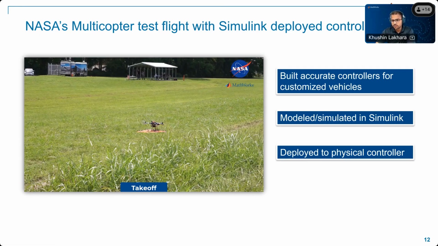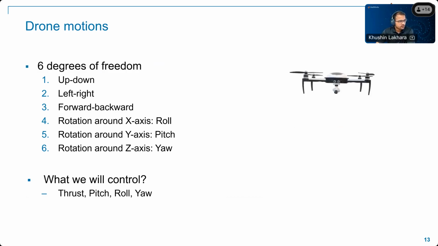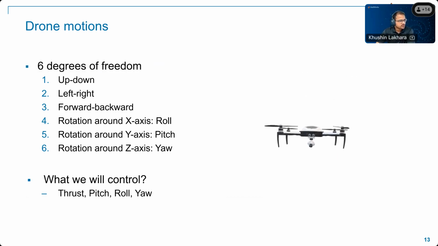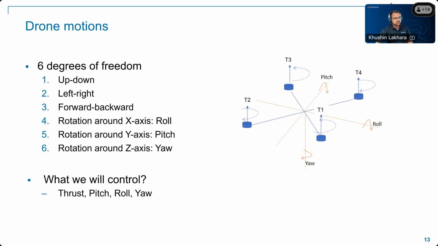But even before we learn about designing a flight controller, let's talk about some basics of drone motion. So we know that a drone has 6 degrees of freedom, and it has motions like up and down motion, left and right motion, forward and backward motion, and then it has 3 rotations. These are about the x-axis, it's called roll. About the y-axis, it's pitch, and about the z-axis, it's yaw.